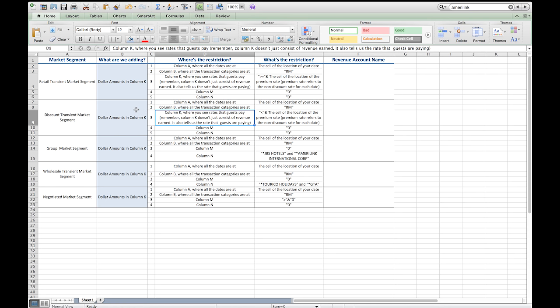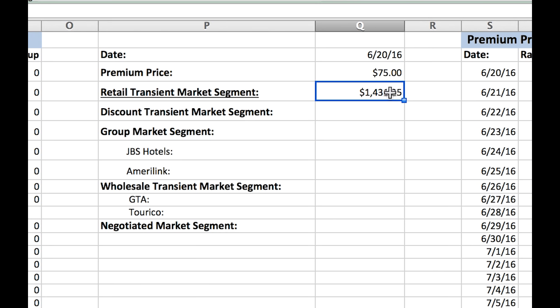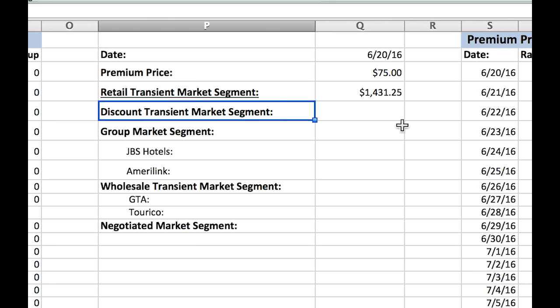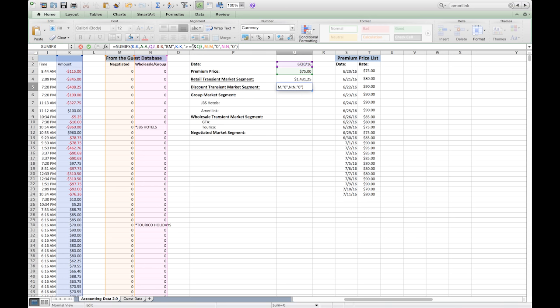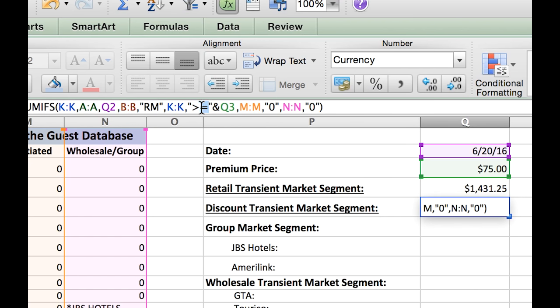So since you just did the retail transient segment, it's going to make this next segment easy because you've basically already created most of the formula. This next segment is the discount transient market segment. So if our retail transient segment is the one with the premium non-discounted rate, then this is the segment with the discounts. So that cheap bastard that is looking for the cheapest discounts potentially could be in this market segment. To be honest, this is really easy because the only change you have to make to reflect this is to change the greater than equal to sign to a less than sign.